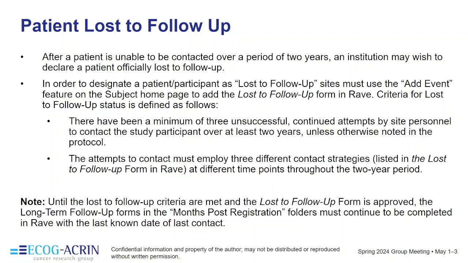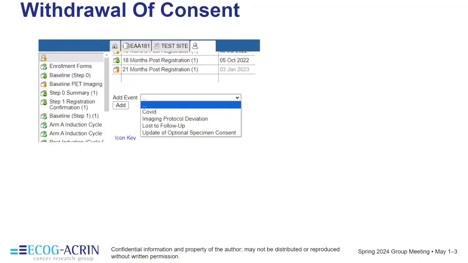So once the form is approved, you won't need to submit anything in RAVE, but until that approval happens, you should continue to submit the long-term follow-up folders, and you can just enter the expected report periods, and then you can use the date last known for the vital status, just so we have documentation that you are still collecting or completing the forms, and there's just no new information.